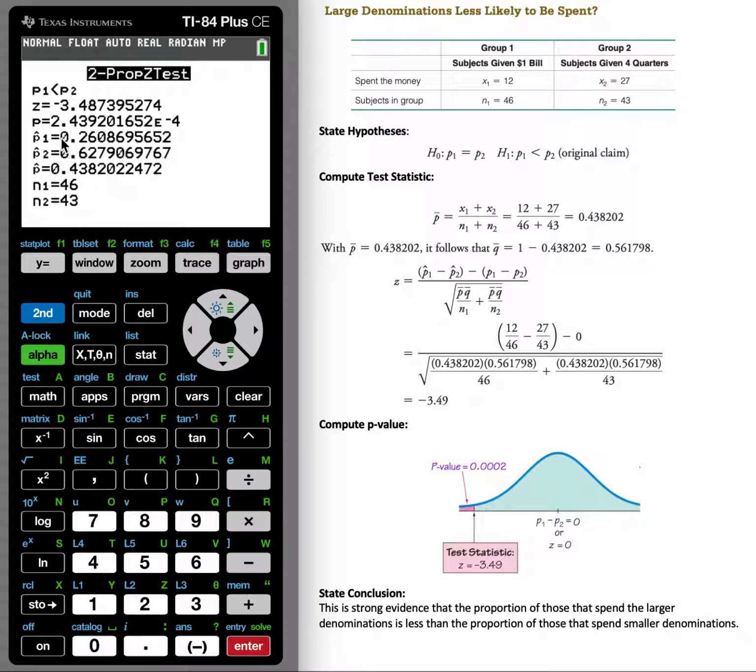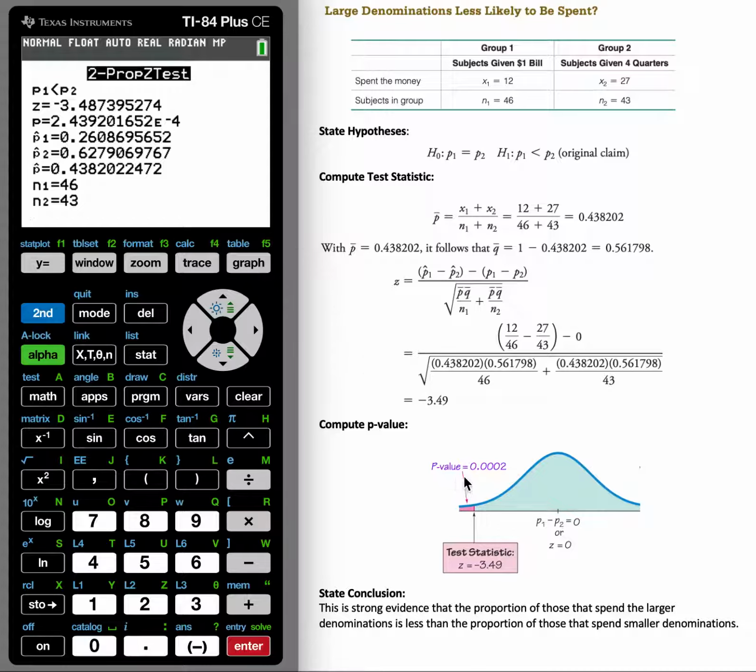The p-value says 2.439, but notice e to the negative 4. So this is really, the decimal moved over 4 places. So this is 0.0002, which is our p-value. So in this manner, we've used the calculator to make the calculations.